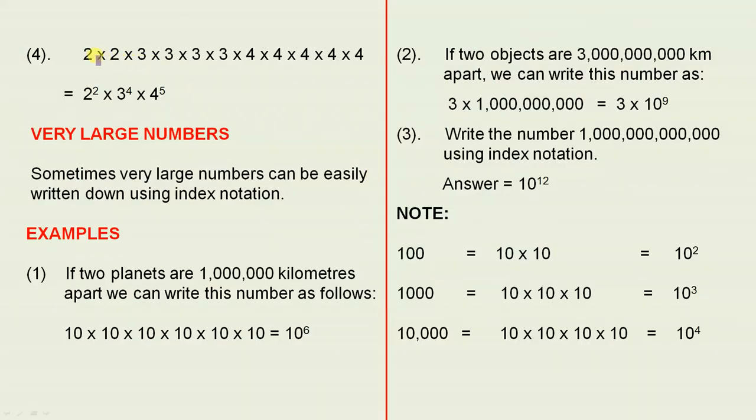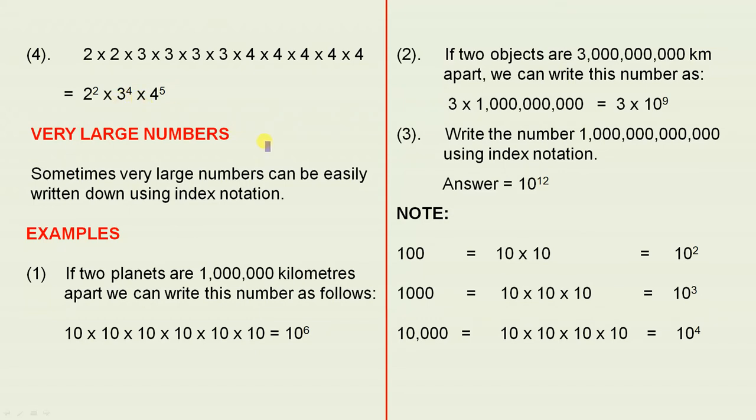And here's another one. There are two 2s. Now the number of 3s we have are 4, and the number of 4s we have are 5. So it's 2 squared by 3 to the power of 4 by 4 to the power of 5. That's the short way. You can see it's a lot shorter than this way, and that's your index notation.